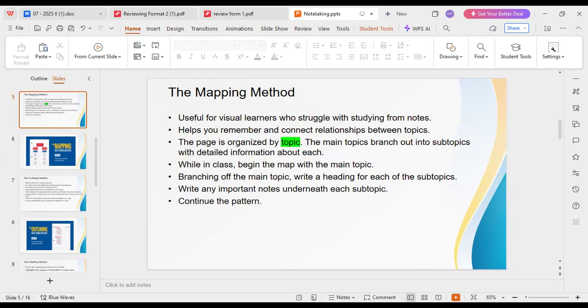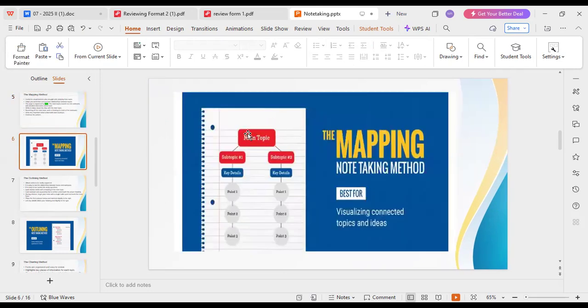So you have to write the main concept in the center of the page. Here you can see the main topic in the center, at the top. If we consider an example, the Four Noble Truths, that would be the main topic.